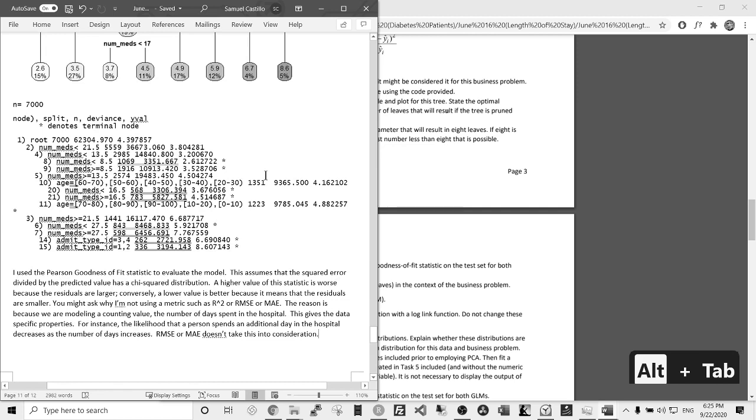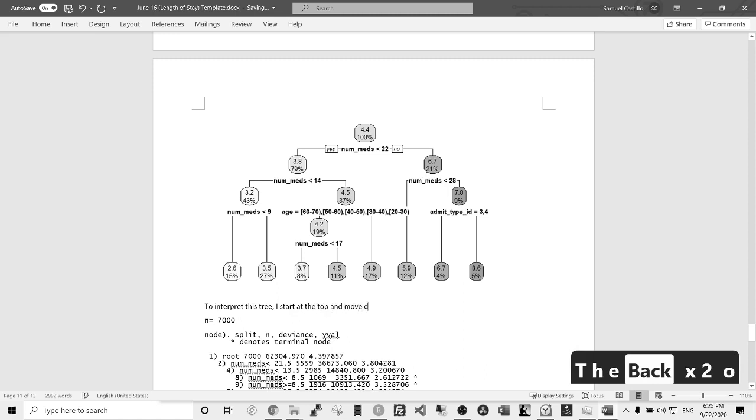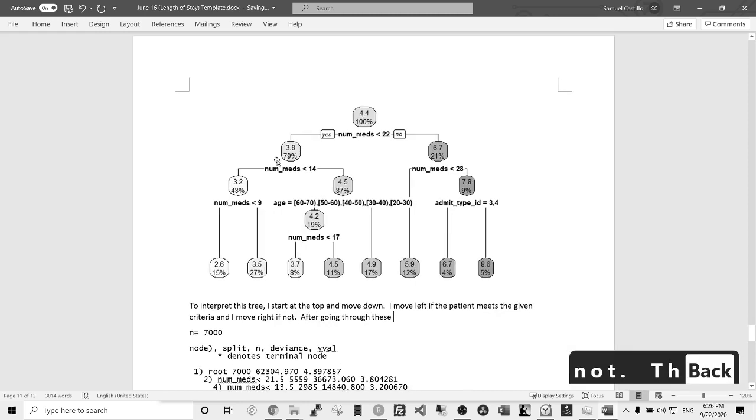So I just have to read through this tree. It starts off at the top and asks a series of yes/no questions. If it's a yes, it goes left, and if it's a no, it goes right. To interpret this tree, I start at the top and move down. I move left if the patient meets the given criteria, and I move right if not. At the end, after going through these one, two, three, or four questions, there is a predicted number of days.